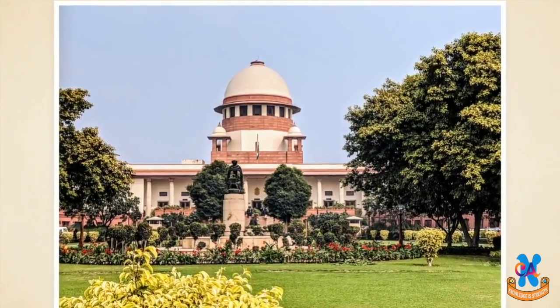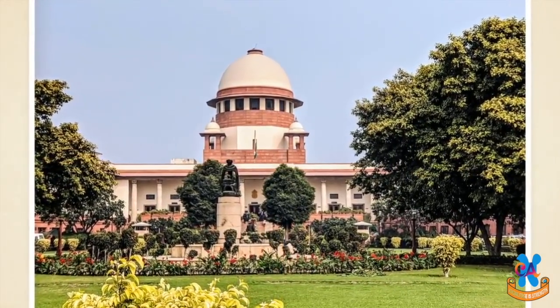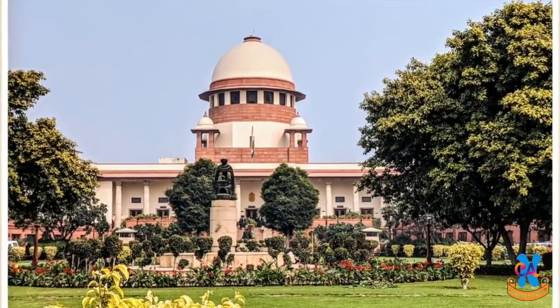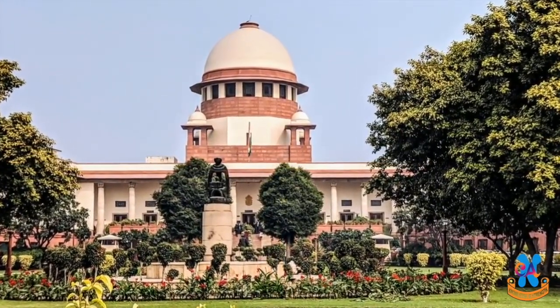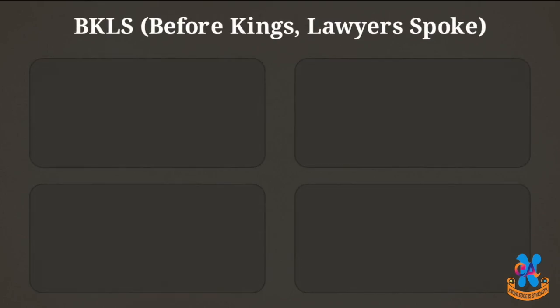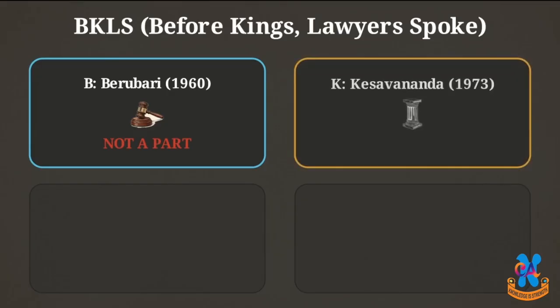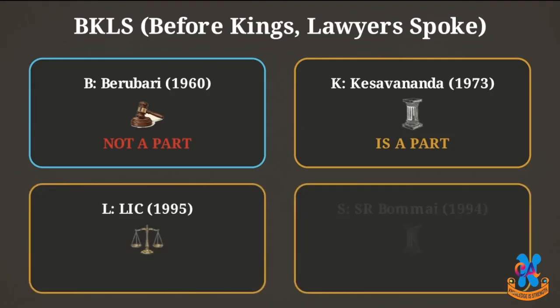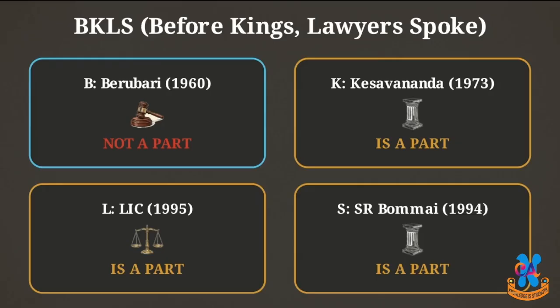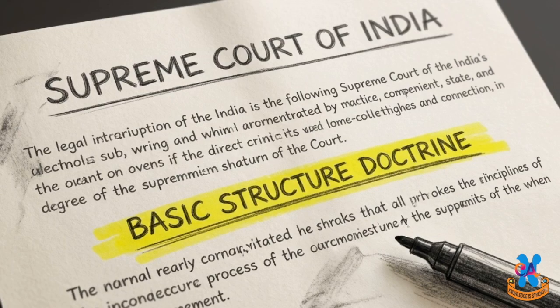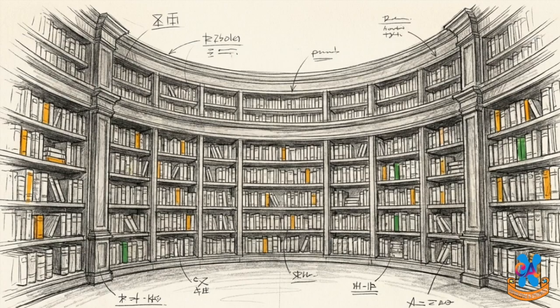This led to major Supreme Court cases. The central debate: was the preamble an actual part of the Constitution or merely a non-binding preface? Track the court's stance using BKLS. First, the 1960 Berubari case ruled the preamble is not a part. The 1973 Kesavananda case reversed this, ruling it is a part. The LIC and Bommai cases later affirmed this protected constitutional structure. Today, the preamble is recognized as part of the basic structure. This ensures its core values cannot be removed or altered, even by an act of parliament.